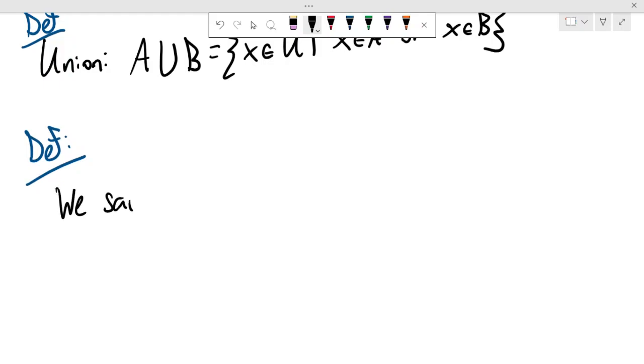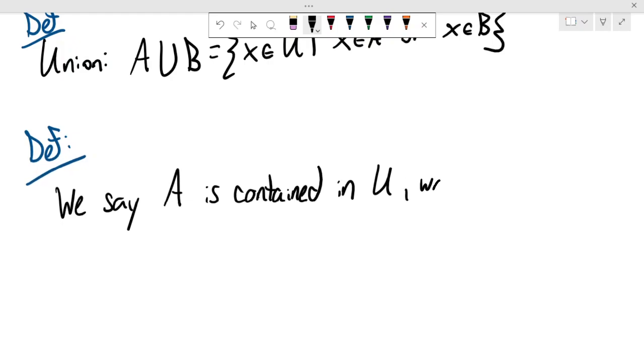So we say A is contained in U, written A ⊂ U. I don't think that this sideways U, I'm sure it has a name. I don't know the name of it off the top of my head. I don't really hear the name referenced.